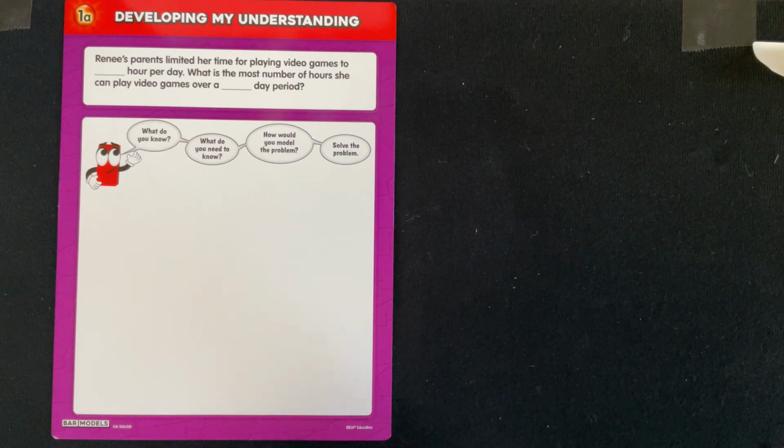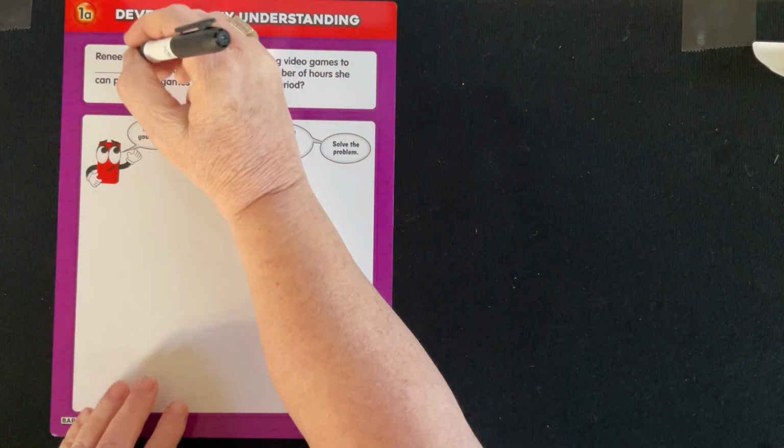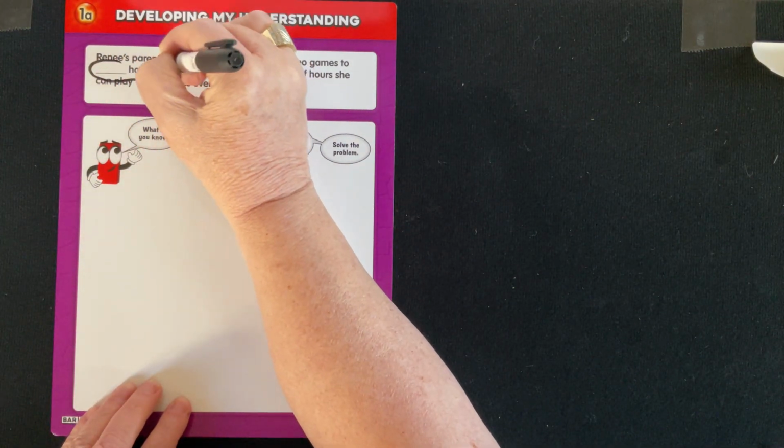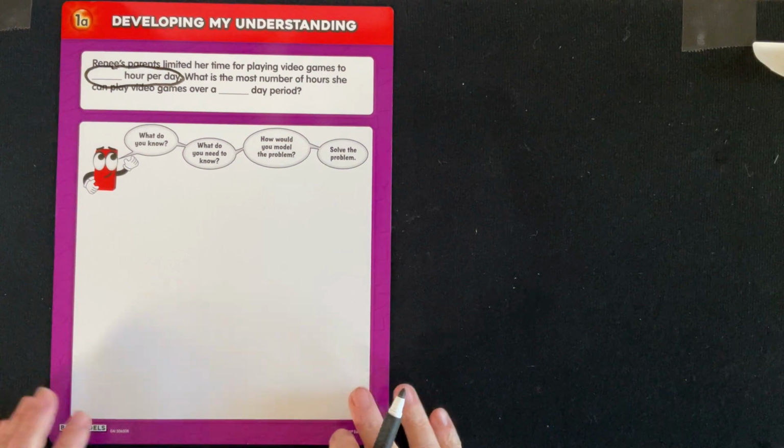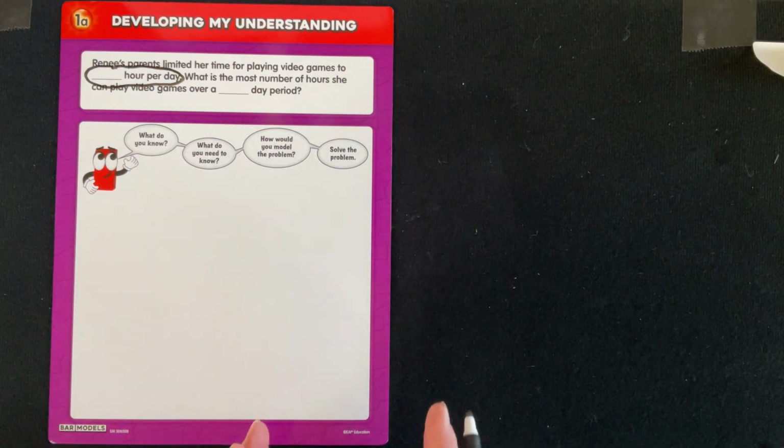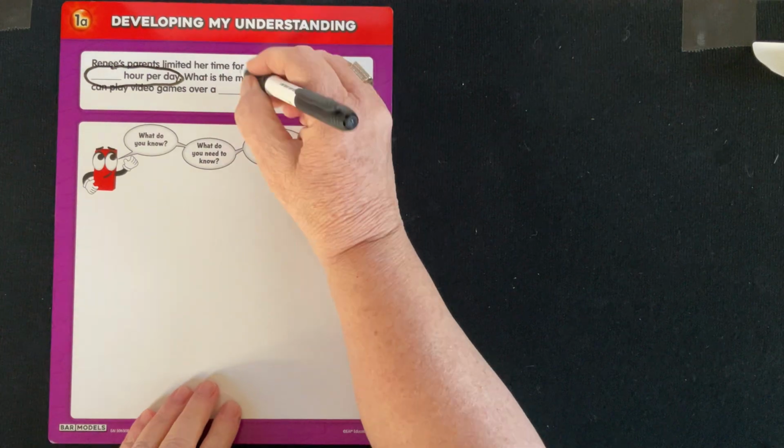Renee's parents limited her time for playing video games to so many hours per day. What's the most number of hours she can play video games over a so many day period? Being an open problem, what is it trying to ask us to do? What do we even know? Well, we know that Renee's parents limited her time for playing video games to so many hours per day. Okay, so there's one thing that's real important. We need to know how many hours per day that they even told Renee she could play video games.